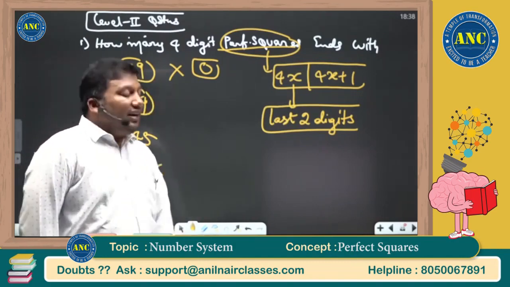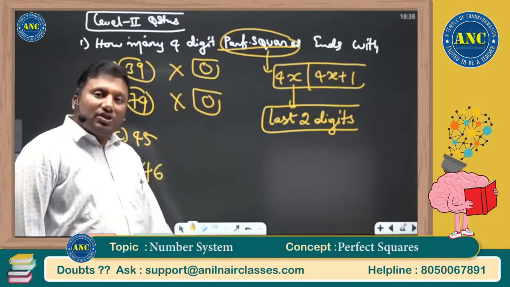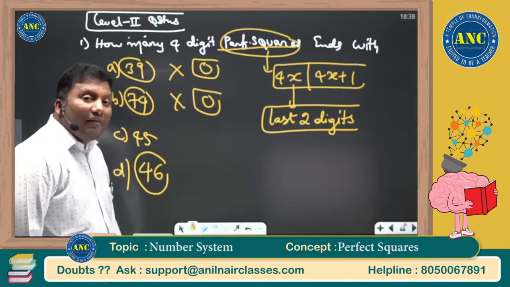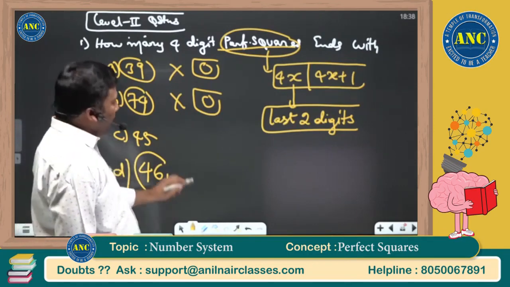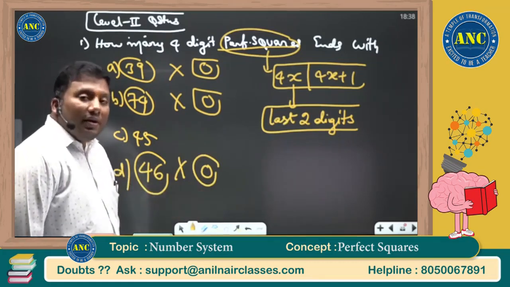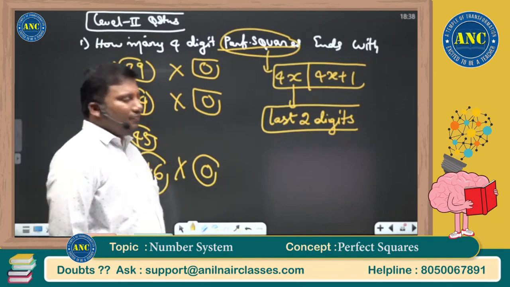74 is 4 into 18 plus 2. There exists no 4-digit perfect square which will end with 4k plus 2. 46 is 4 into 11 plus 2. The 4k plus 2 form will not arise. There exists no 4-digit perfect square.